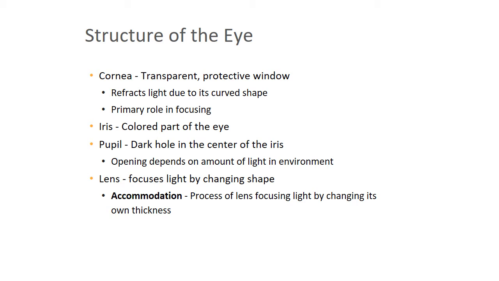The lens focuses light by changing shape. This particular structure is important with helping us to focus. It can stretch out or become thicker or thinner, and that process is called accommodation, the process of the lens focusing light by changing its own thickness.